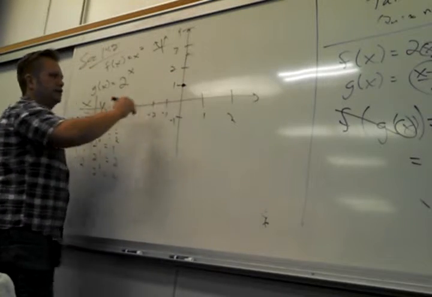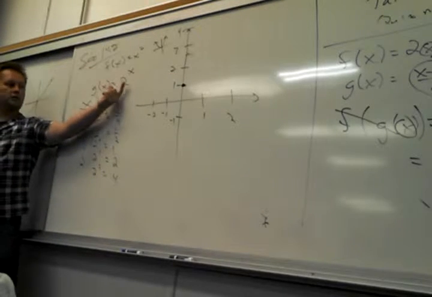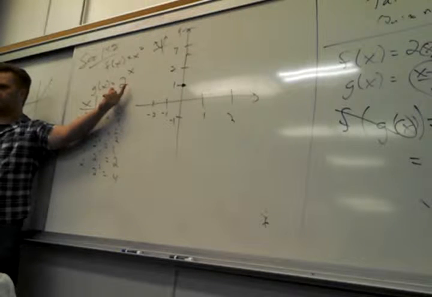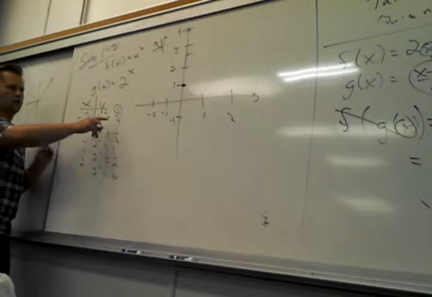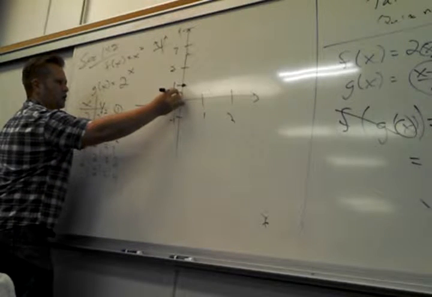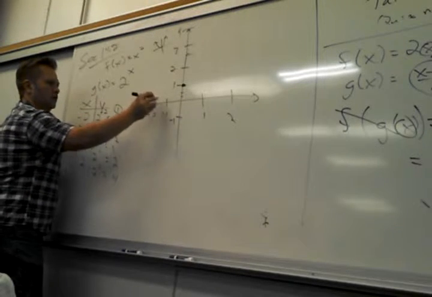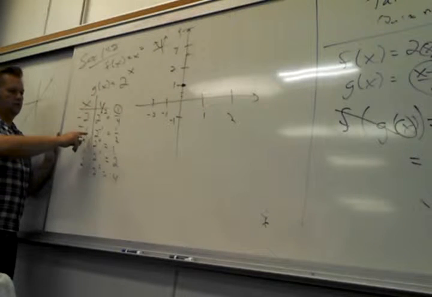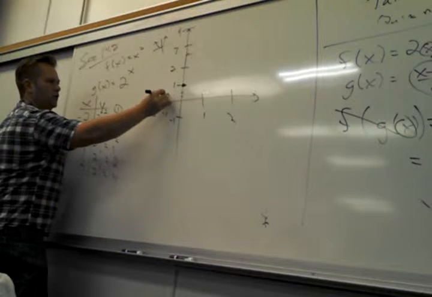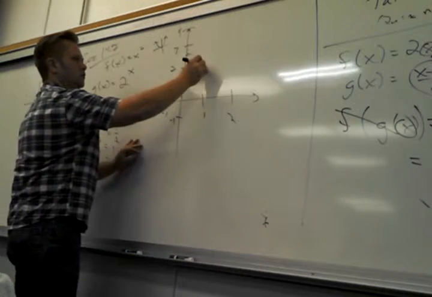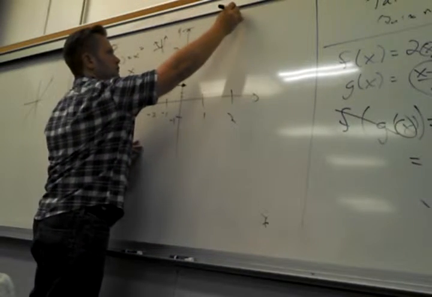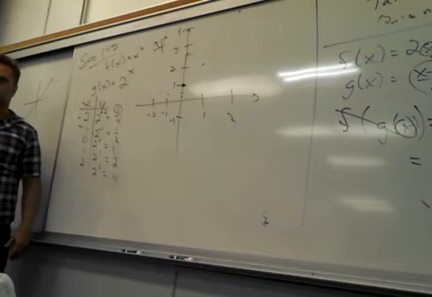So that's kind of standard for these. This is called an exponential function. It makes sense because the variable's up in the exponent. And I just plot these other points. Negative 2 goes to 1/4, which is half of a half. Negative 1 goes to 1/2. 0 goes to 1. 1 goes to 2. 2 goes to 4.